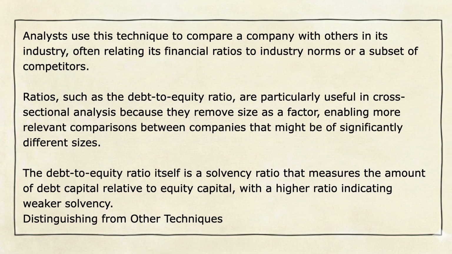Analysts often use this method to see how a company stacks up against others in its field. They might look at its financial ratios and see how they compare to what's typical in the industry or just a few of its competitors. Ratios like the debt-to-equity ratio are especially handy for looking at companies of different sizes. They help take size out of the equation, so you can really compare companies that might be quite different in size. The debt-to-equity ratio itself is a way to check how well a company can pay back its debts. A higher ratio means the company has more debt compared to what it owns, which can be a sign that it might not be as stable. Different from other methods.